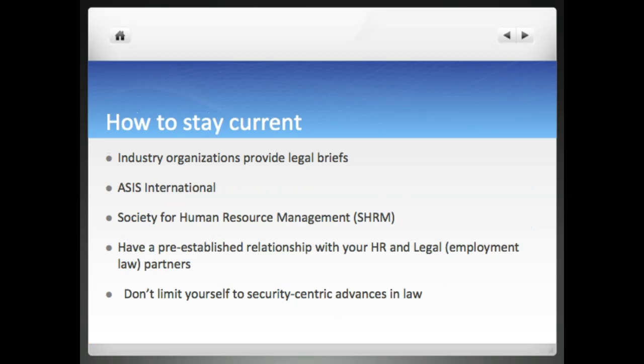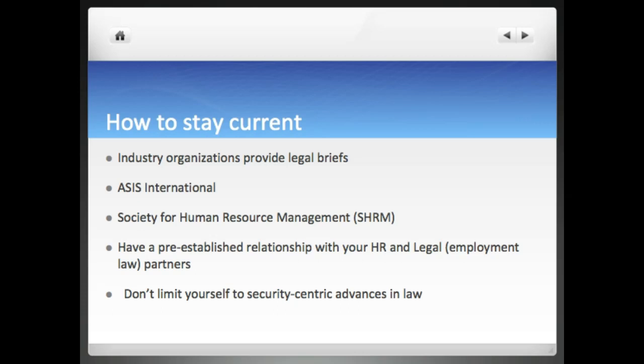So the big question is, with all of these changes and just these few laws we've talked about, and if you think about the number of laws and cases on the books, we have not touched on 1/1000th of 1% of the cases out there. So how do you stay current? Well, there are industry organizations that provide legal briefs, and you should attend those. ASIS International is one for security professionals. They do it even in their monthly news magazine that they put out.